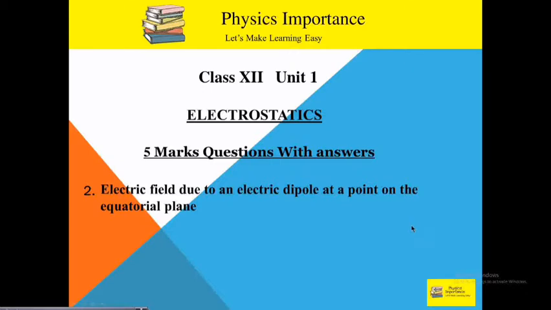In this video, we are going to learn about one important 5-mark question, that is electric field due to an electric dipole at a point on the equatorial plane. This is an important 5-mark question in Unit 1 Electrostatics. In the previous video, we studied electric field due to an electric dipole at a point on the axial line. Here we are going to learn about the equatorial plane.